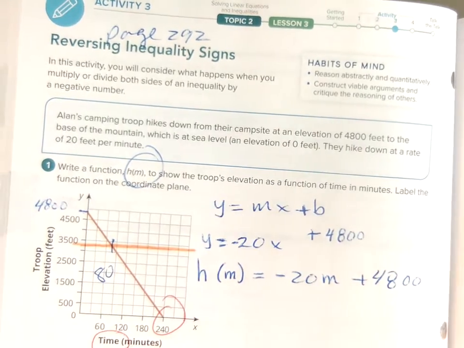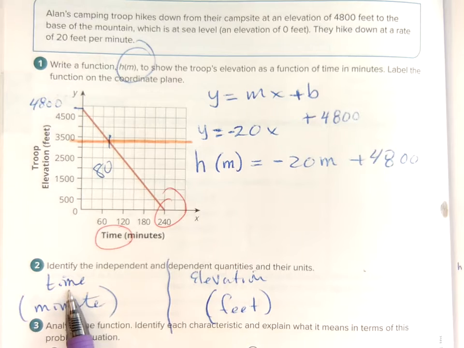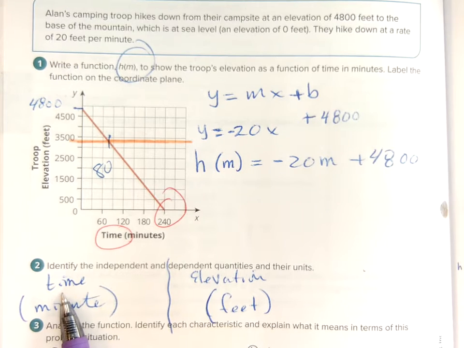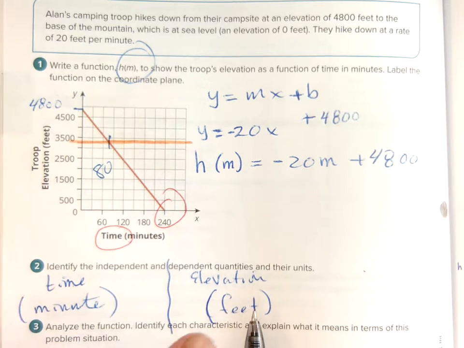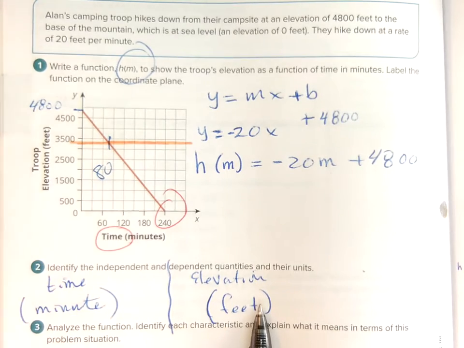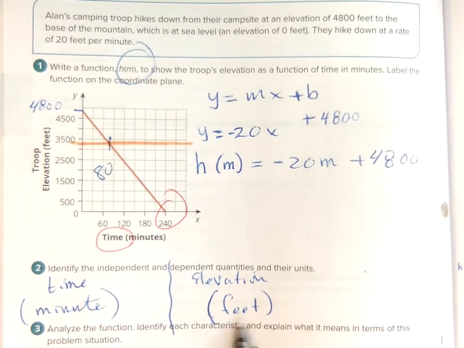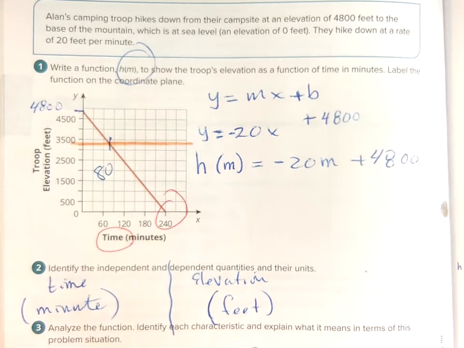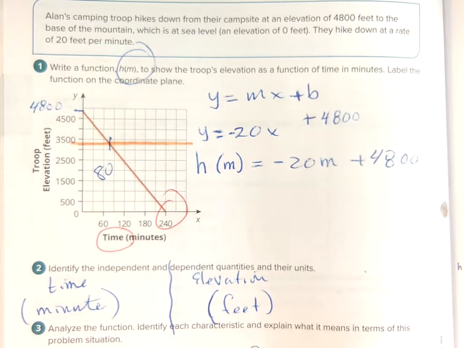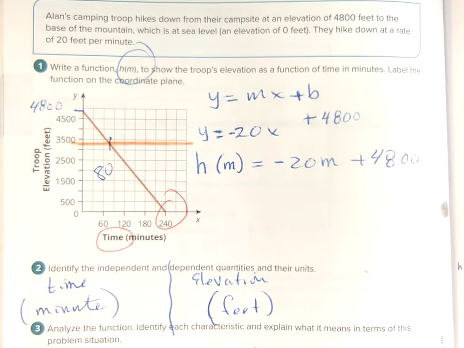We know then the independent variable has to be time in terms of minutes. We can control the time, and then the elevation is the dependent variable, because whatever elevation you are at depends on the time. So that's my dependent variable, which is elevation. The slope is negative 20. We know that, so it's negative 20 feet per minute. The y-intercept is 4,800 feet, which is the beginning height, and then we start hiking down from there.